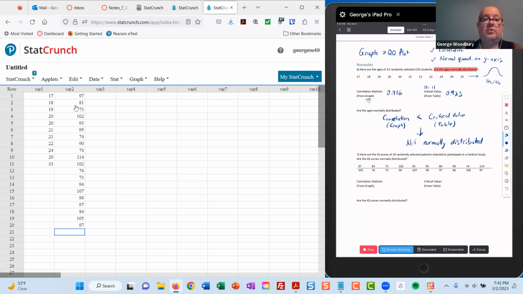So get all of those into one column. Even though I typed them side to side and it looks like there's two groups of them, that's considered one set of data. So all into the same column, and then you want to use Graph, QQ plot to generate that statistic.